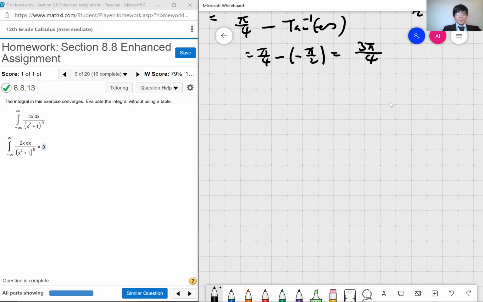Okay, number 6. Number 6 is actually the integral from negative infinity to infinity of 2x over x squared plus 1 to the power of 9. So this one has a two-sided improper integral.